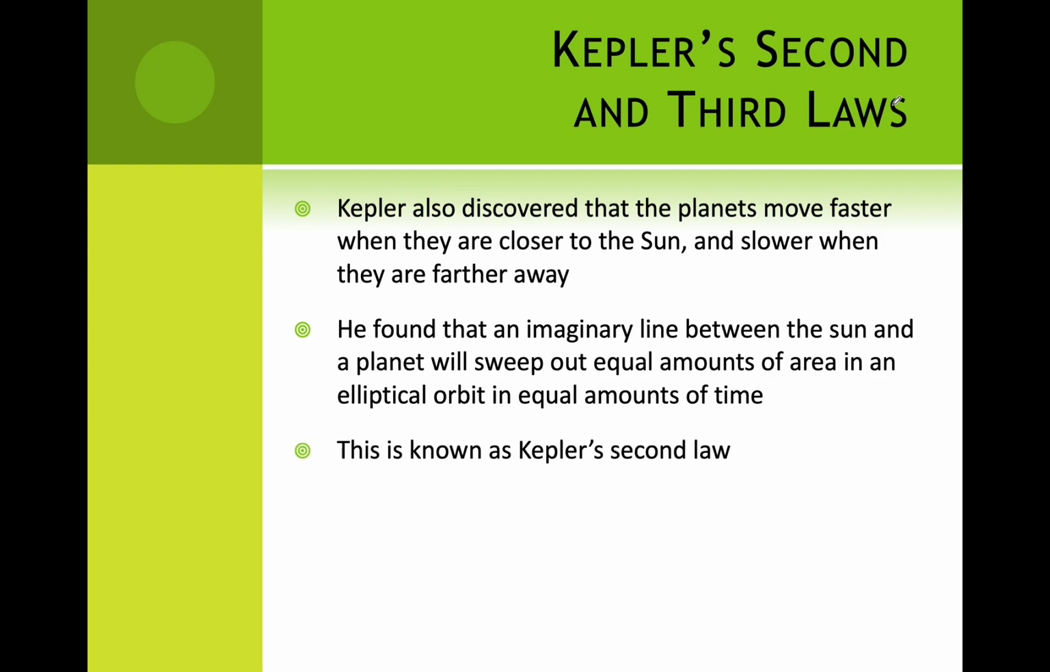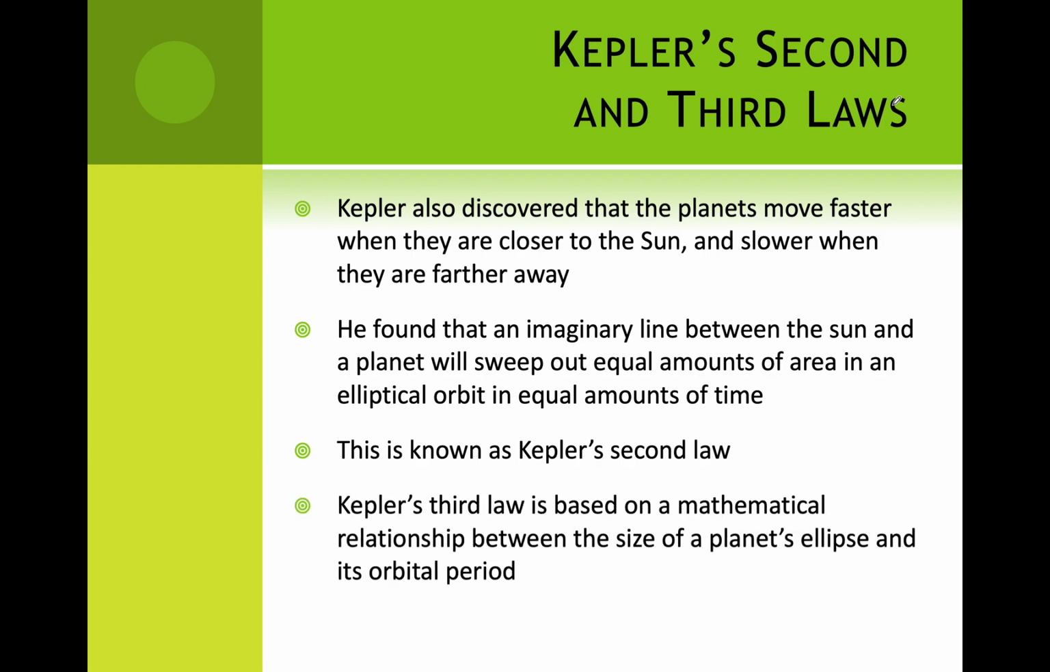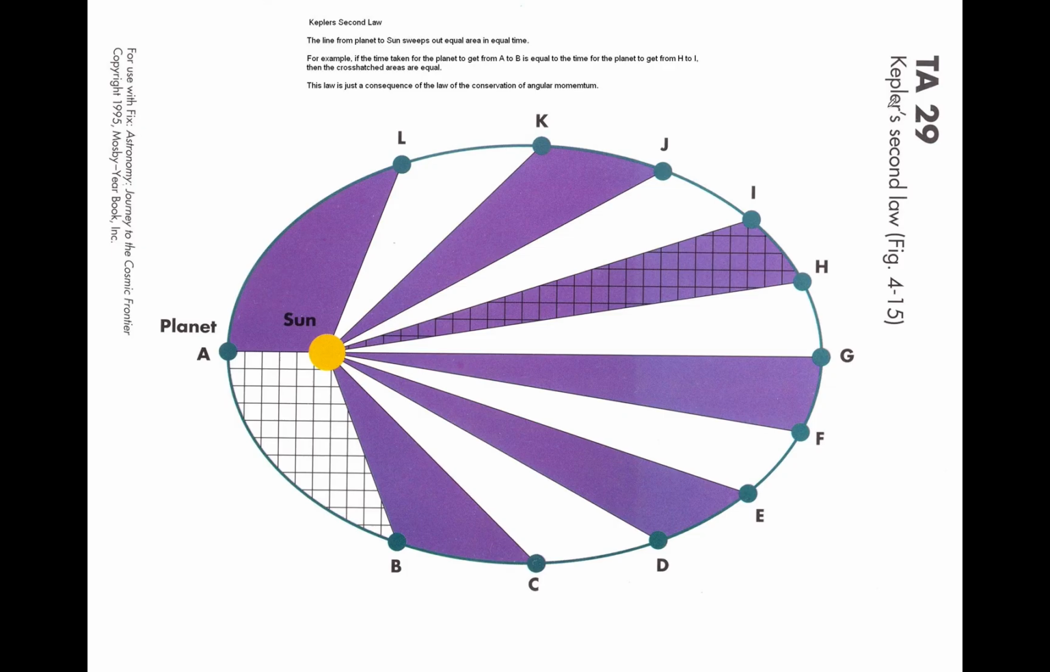So I'll show you a diagram that'll make this make more sense in just a second. But that is Kepler's second law. And his third law is a mathematical relationship between the size of a planet's ellipse and its orbital period. But it's a little complicated and a little beyond the scope of what we need to discuss in this class. But the second law is kind of important to understand.